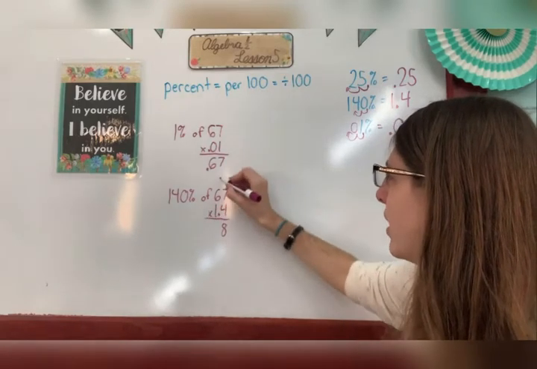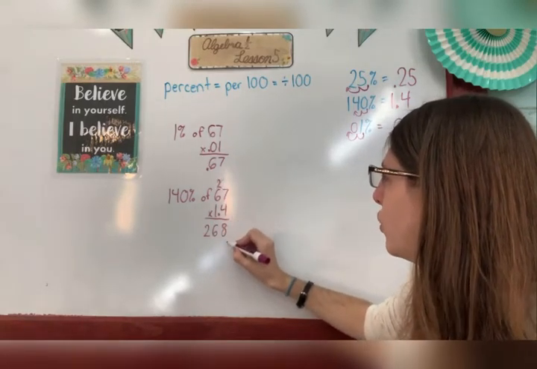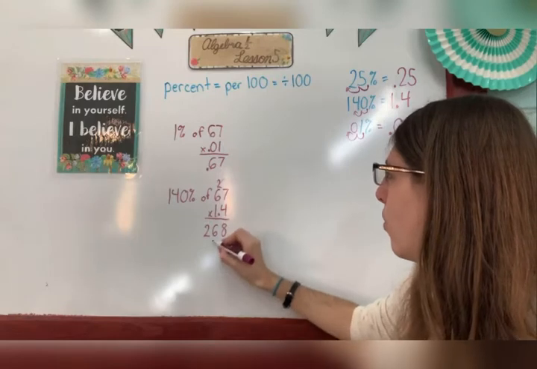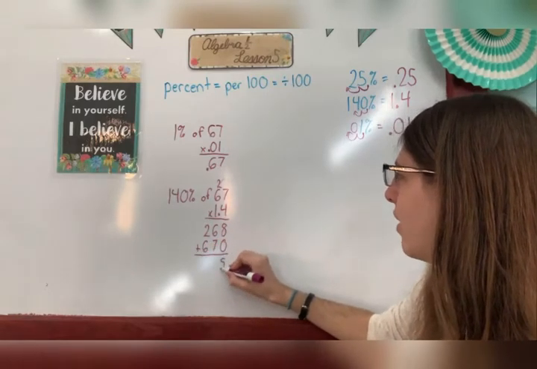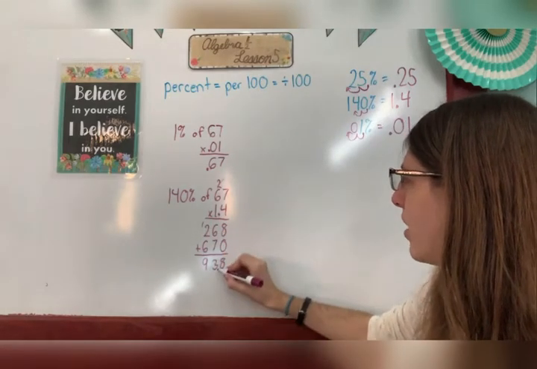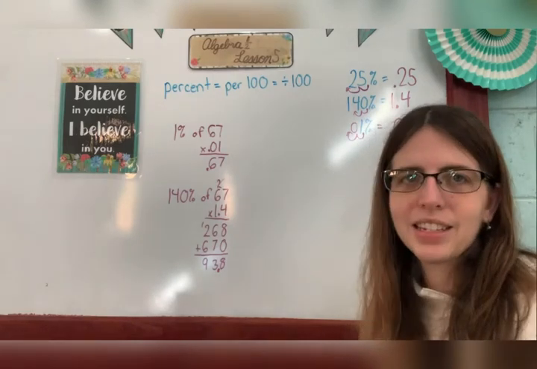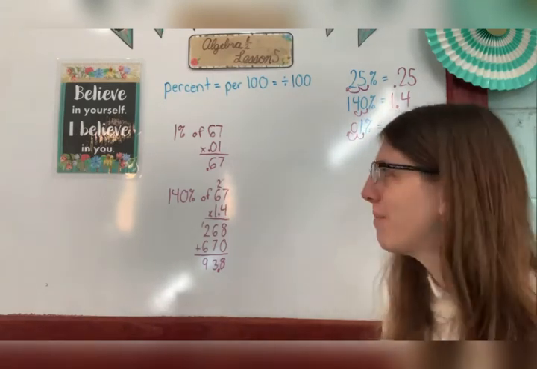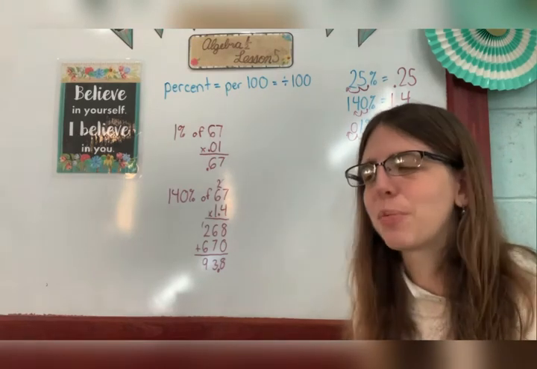4 times 7 is 28. 4 times 6 is 24. Plus 2 is 26. 1 times 7, 1 times 6. Add it together. And that gives me 938, 1 decimal place. So it's 93.8 is my answer. Okay? That's all that you have to do. Go ahead and pause now and do your practice.